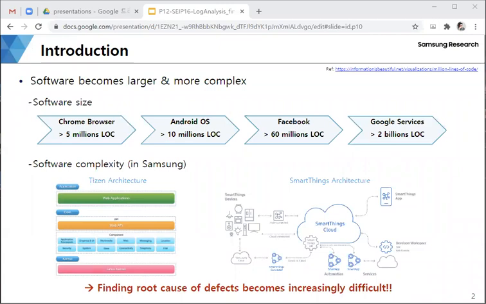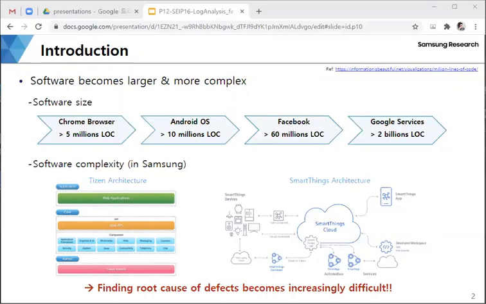As you all know, software is not only getting larger in size, but also increasing in complexity. According to a survey of software sites, if all of Google's services are combined, it is said to be over 2 billion lines. Next, the figures below show examples of software complexity. In the case of the Kaizen platform developed mainly by Samsung, it is composed of various core components and they are connected to each other, so it is often very difficult to analyze the root cause of defects.